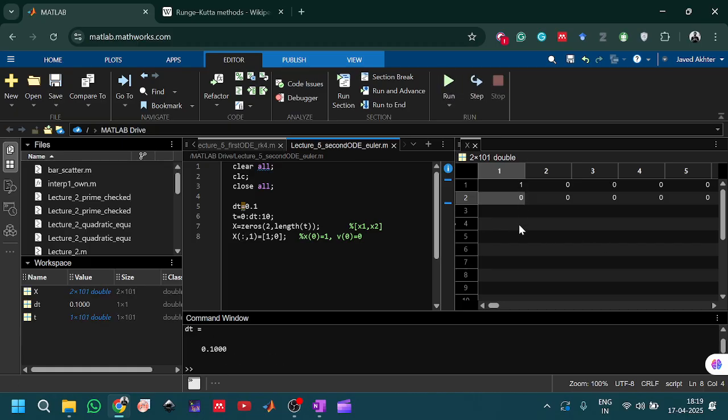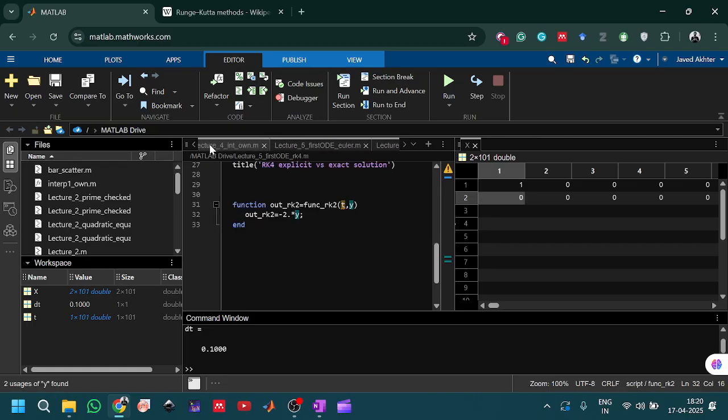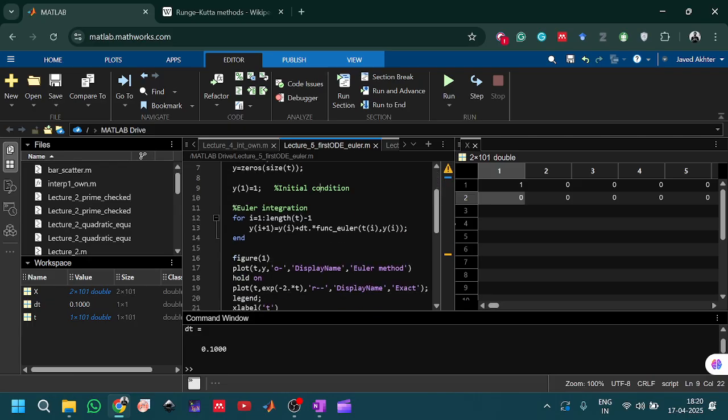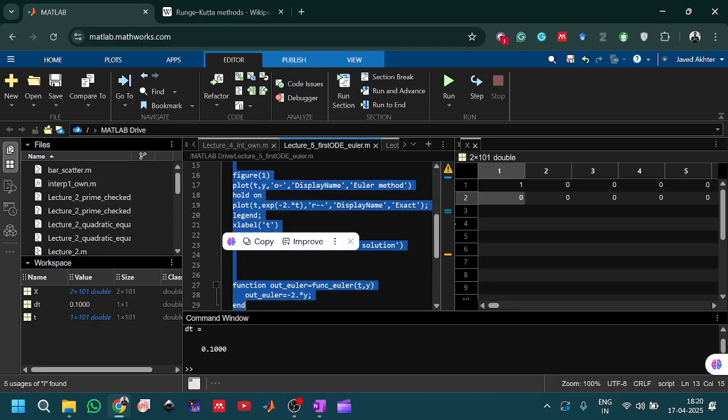Okay, so I have created the time array. I have also created the array for position and array for velocity, and also I have stored the initial condition. Now what is the next task? In Euler, let me go to the Euler one. I have stored the initial condition. Now let me just copy paste everything so that I don't have to come here again.